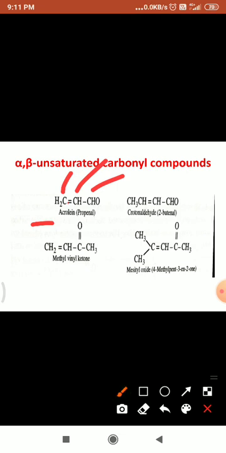The second one is crotonaldehyde or 2-butenal. This is also an alpha beta unsaturated carbonyl compound. And next, if you observe, methyl vinyl ketone is another example of an alpha beta unsaturated carbonyl compound. Another example is mesityl oxide or 4-methylpent-3-en-2-one. This is another example of alpha beta unsaturated carbonyl compounds.